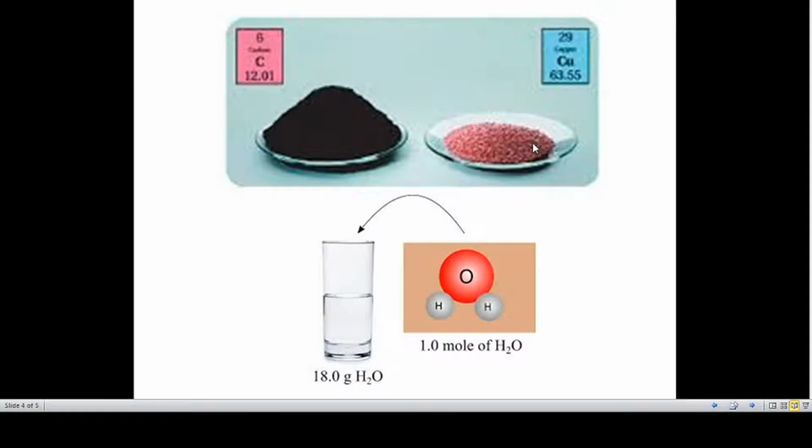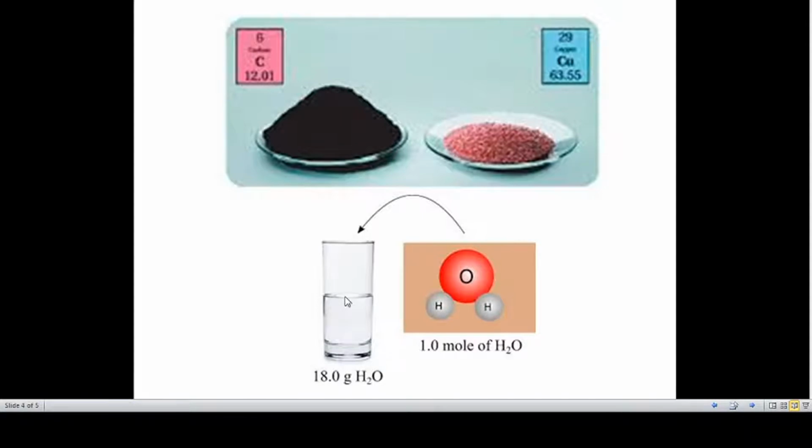But if I have a mole of copper, its mass is like 64 grams. And if I have a mole of water, I have a mass of 18 grams. Even though this sample of carbon has 6.02 times 10 to the 23rd atoms, and this sample of copper has 6.02 times 10 to the 23rd atoms, and this cup of water has 6.02 times 10 to the 23rd molecules, they all have the same number of particles. But what's interesting is they all have different masses.